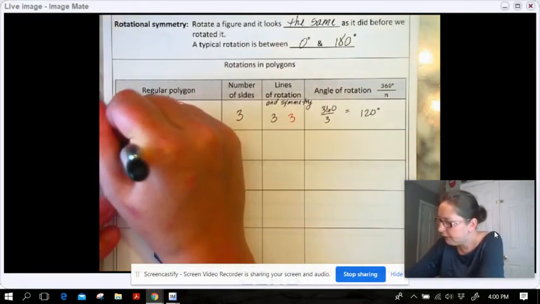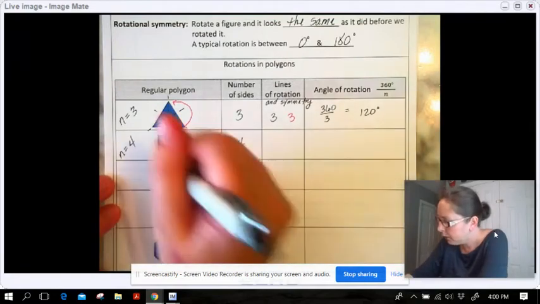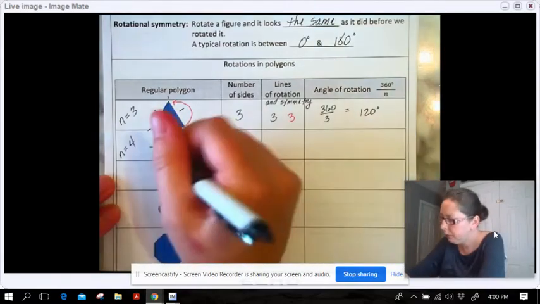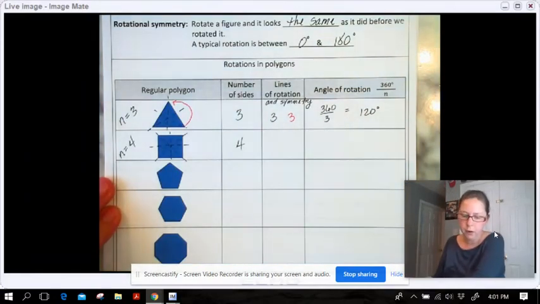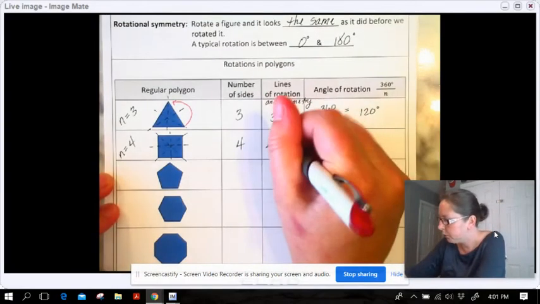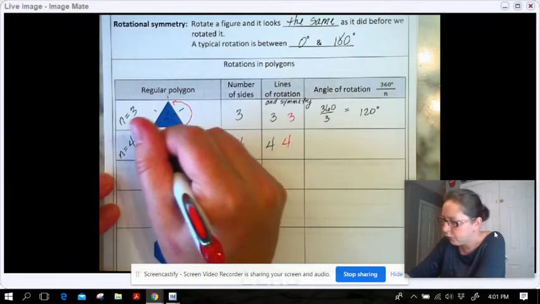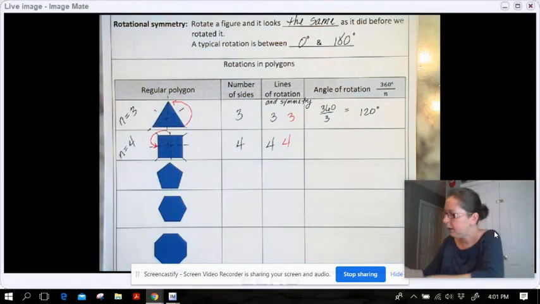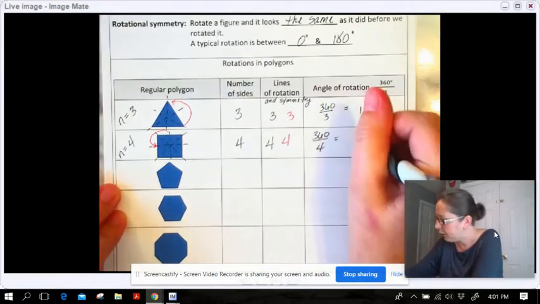All right, let's do this again for our square. So the number of sides is 4. Okay, and then our symmetry goes up and down, but also corner to corner. So there are 4 lines of symmetry, and there's also the rotational symmetry, okay? You could go corner to corner, or you could go center to center, either way. And then 360 divided by 4 gives me 90 degrees.